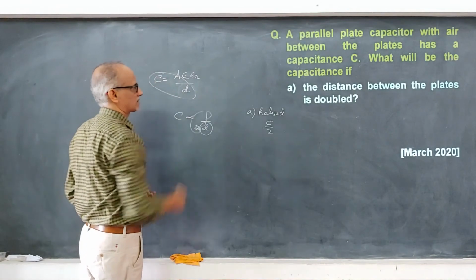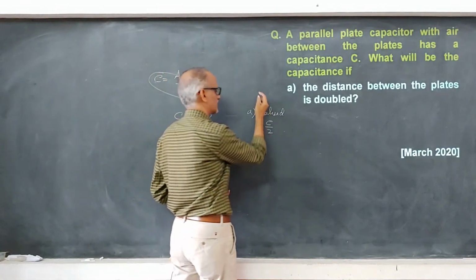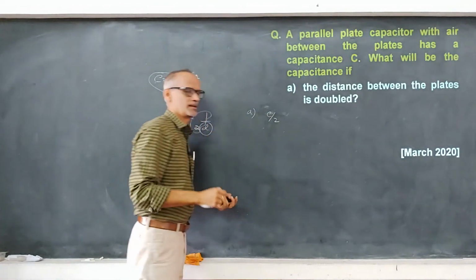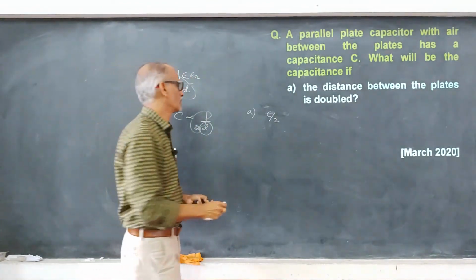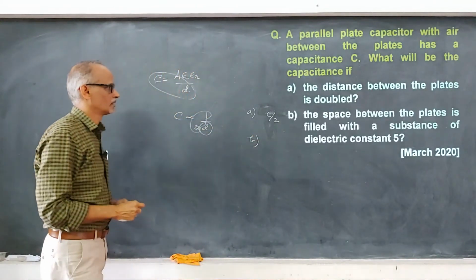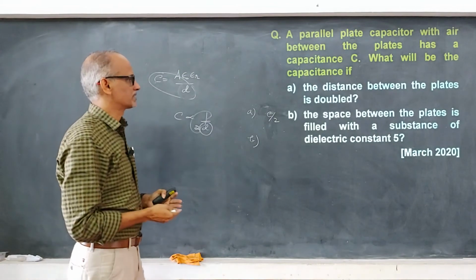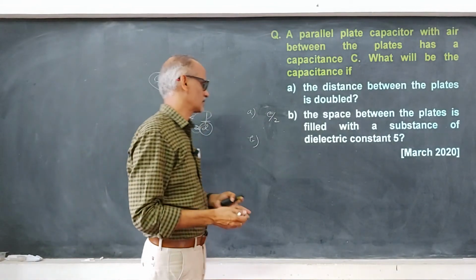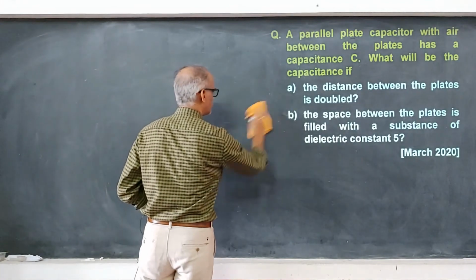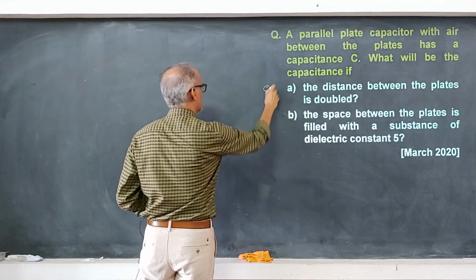So the initial capacitance is C, therefore the new capacitance is C by 2, which is the answer to option A. Now option B: the space between the plates is filled with a substance of dielectric constant 5. So the answer to the first question is C by 2.